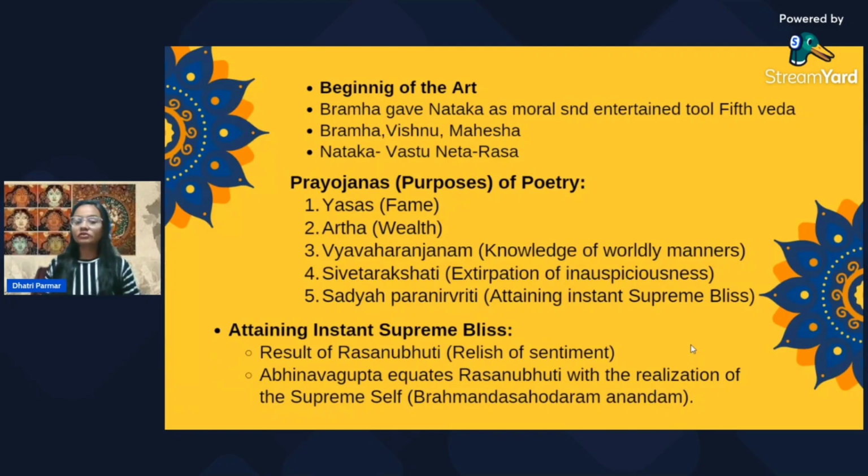In that sense, we can compare this theory to the theory of catharsis given by Aristotle. Now let's have a look at the prayojana of poetry. That means purpose. First is yasha, that means fame. Second, artha means wealth. Third is vyavaharajanam, that means knowledge of worldly manners.